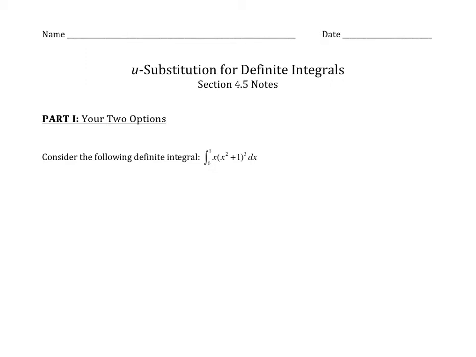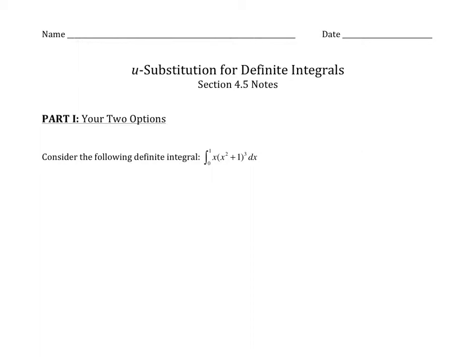Greetings! Today we continue our adventure with U substitution for integration, and honestly, this lesson is going to be exactly the same as the last one, except we're going to be doing definite integrals instead of indefinite integrals, and really, that only introduces one additional step if you want it. I think it's easier, and that's why I'm going to take the time to step you through it.